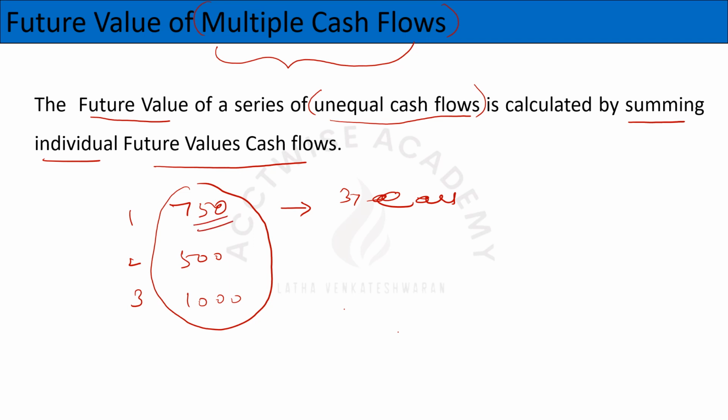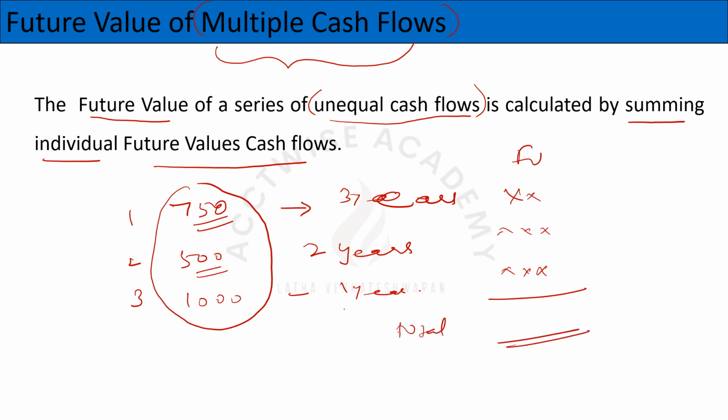We find out the future value for 750, for 500 for 2 years, and for 1000 for 1 year. If you find out the future value of each and add them, the total will give you the future value of the unequal cash flows together. Here we found out individually, then we added the individual amounts, and then we get the future value of the cash flows together.